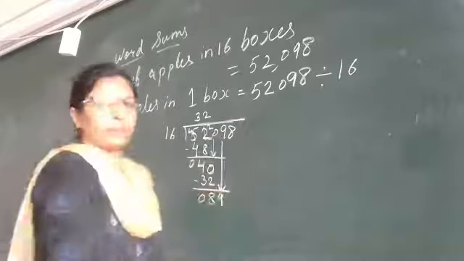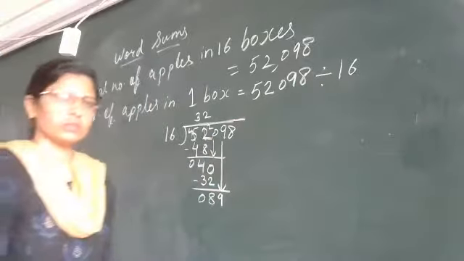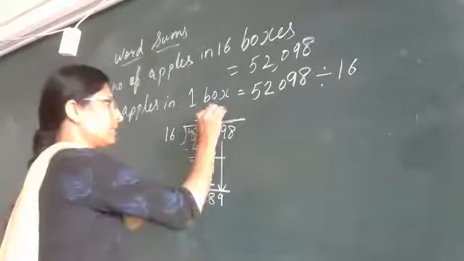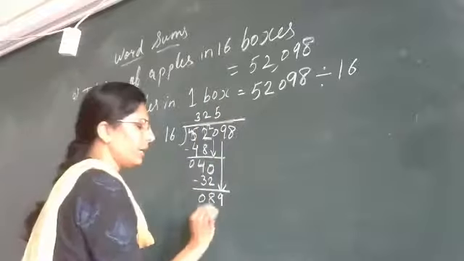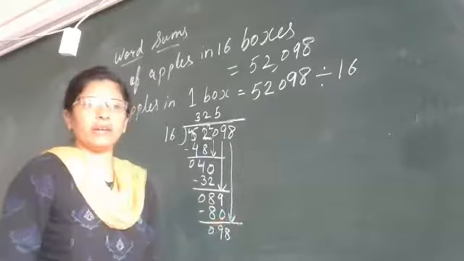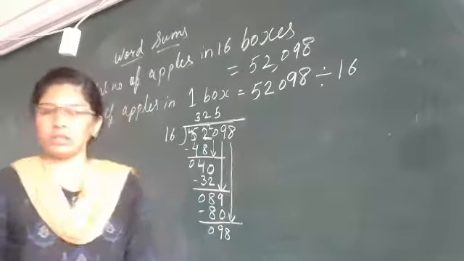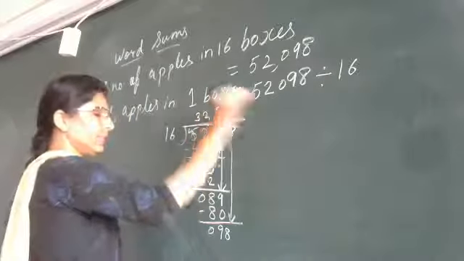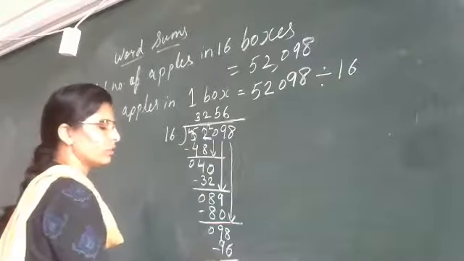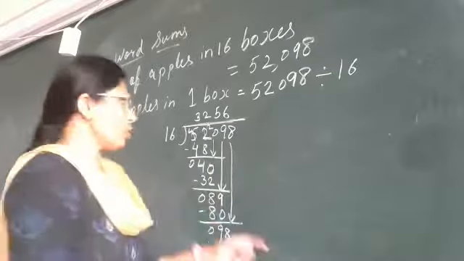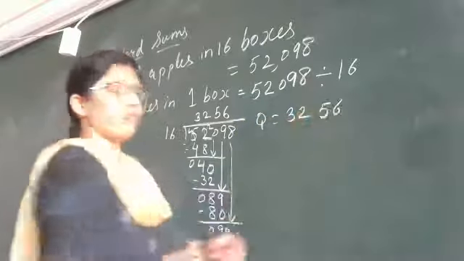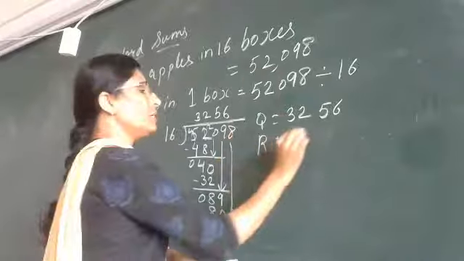8. 9 came. Now? 16 fives are 80. Yes. 9. 8 will remain. 98. 16 sixes are 96. 2 is remainder. So here what we got? 3256. And remainder is 2.